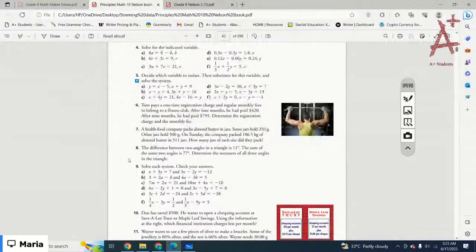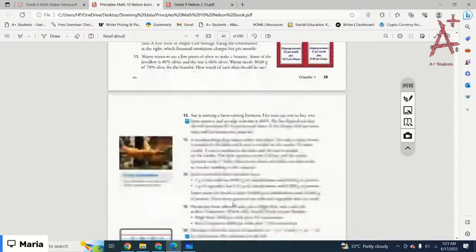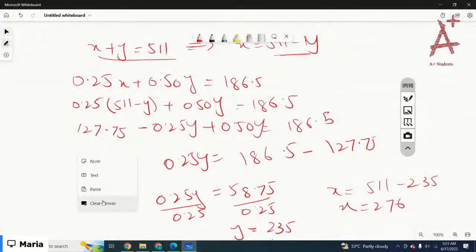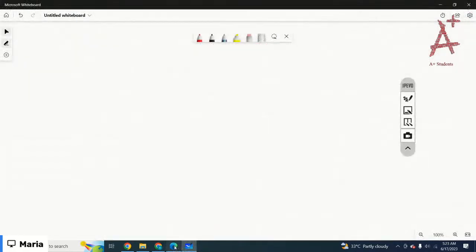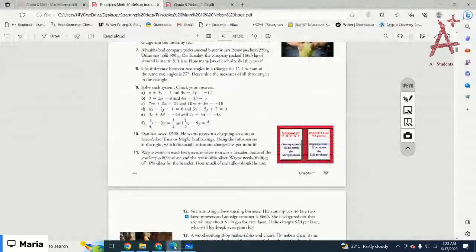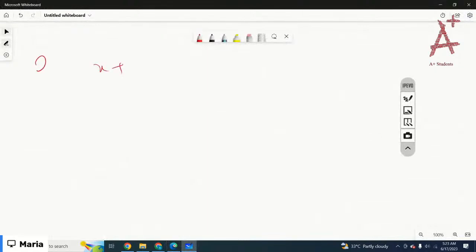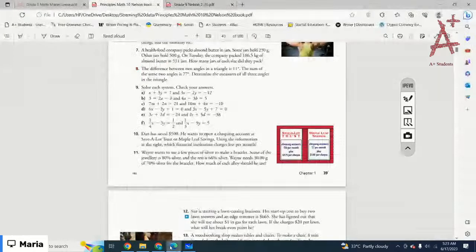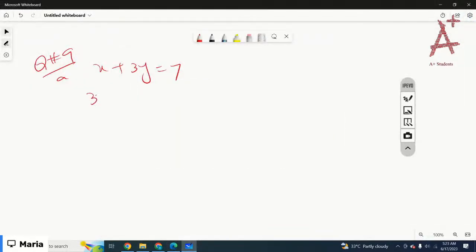Okay, let's just look at the question: solve each system, check your answer. You have to solve the system of linear equations and also check your answer. Got it? Just look at question number 9a. It would be x plus 3y equals 7, and 3x minus 2y equals negative 12.